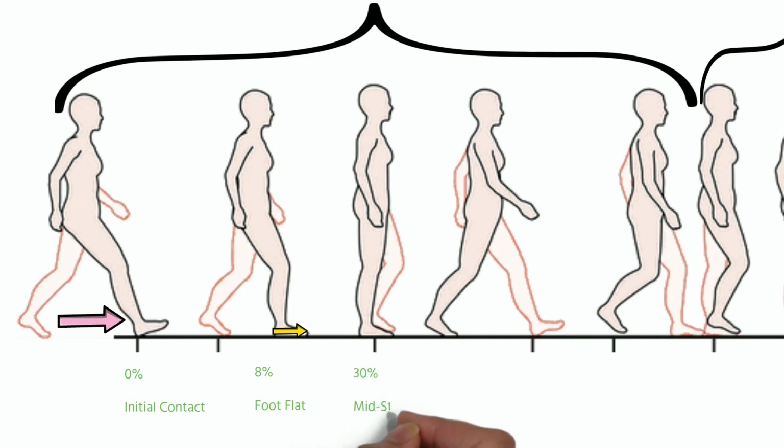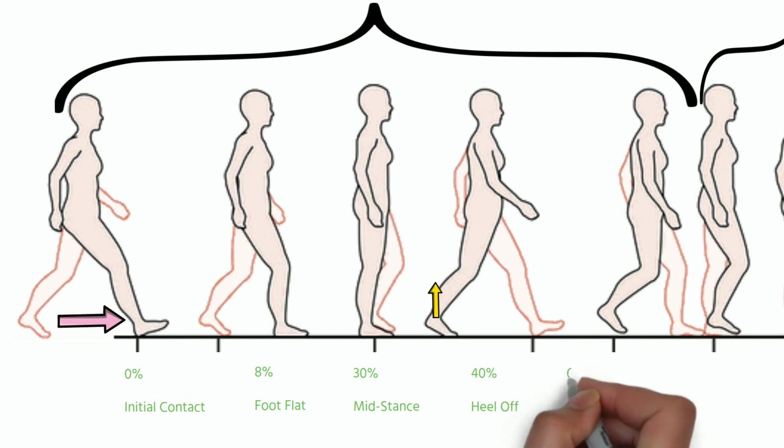Mid-stance at 30% is when the femur is directly over the standing foot. Heel off at 40% marks a period when the heel lifts off the ground. And toe off at 60% is a period when the toe leaves the ground.